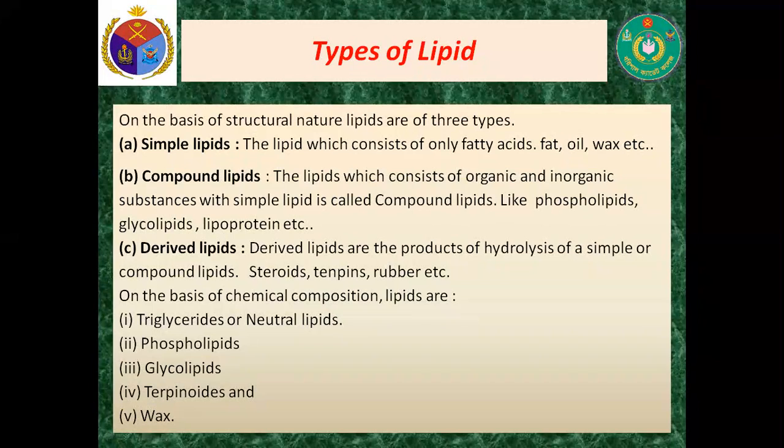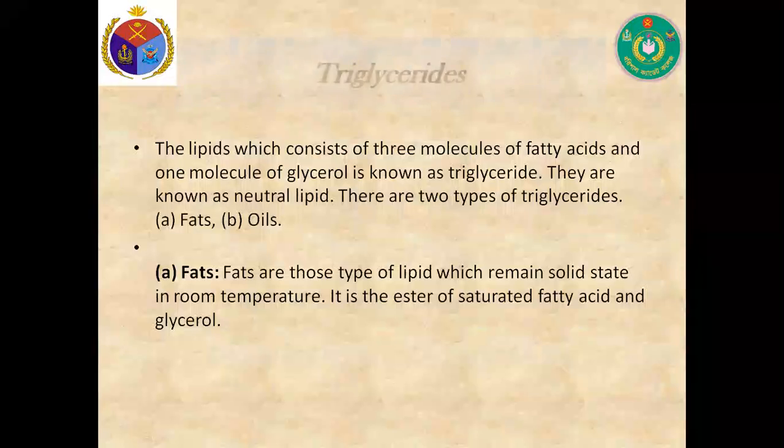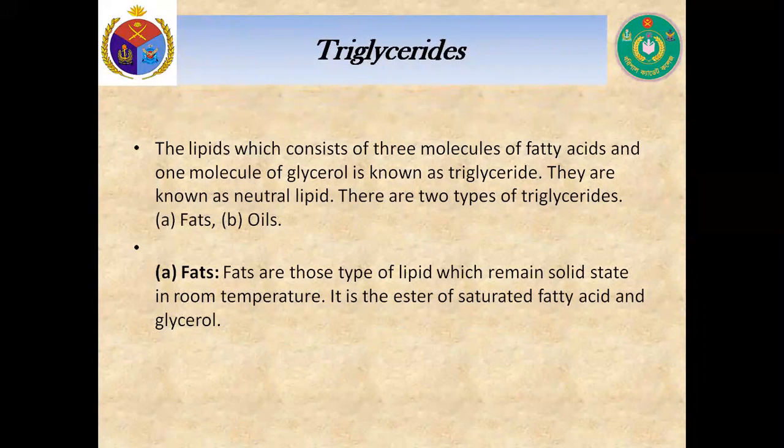On the basis of chemical composition, lipids are triglycerides or natural lipids, phospholipids, glycolipids, terpenoids, and wax. Now, my dear cadets, triglycerides. The lipids which consist of three molecules of fatty acids and one molecule of glycerol are known as triglycerides. They are known as natural lipids.